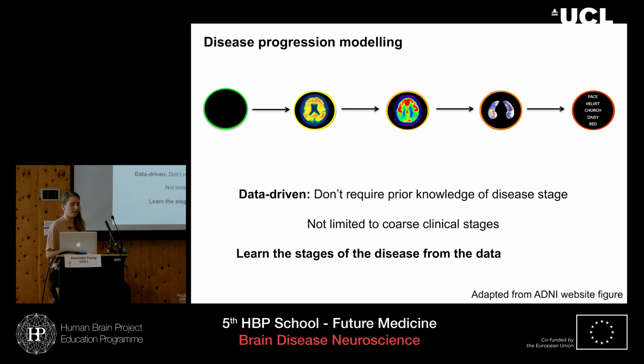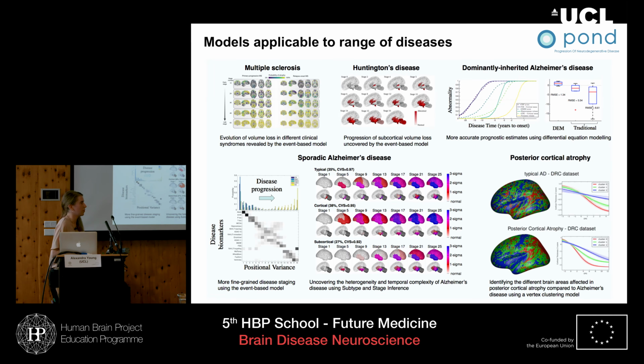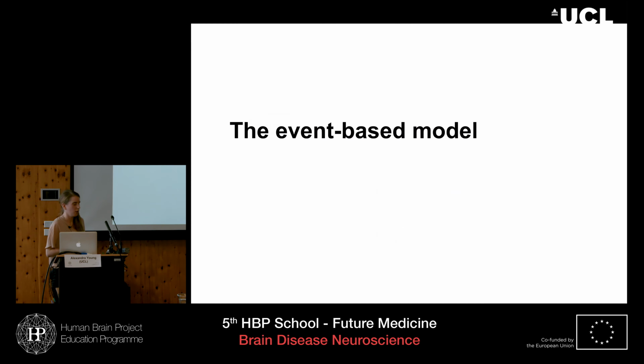The key thing about these disease progression models is that they're data-driven, so they don't require prior knowledge of disease stage, meaning that they're not limited to coarse clinical stages. Instead, they learn the stages of the disease directly from the data. And these models are actually applicable to a range of diseases as well. So here are some examples in multiple sclerosis, Huntington's disease, dominantly inherited Alzheimer's disease, posterior cortical atrophy, and sporadic Alzheimer's disease, and it has also been applied to lung diseases.